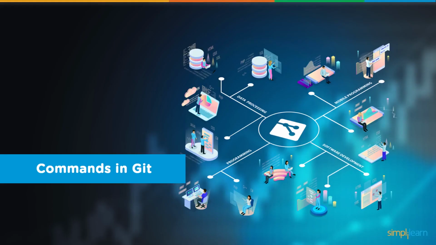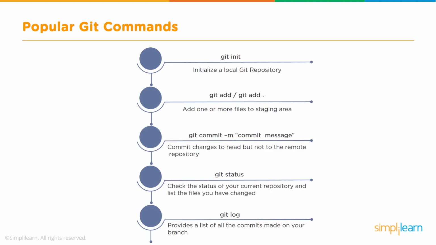So let's step through some of the commands that we have in Git. git init initializes a local Git repository on your hard drive. git add adds one or more files to your staging area. git commit -m "commit message" commits changes to head. So the git command commits changes to your local staging area.